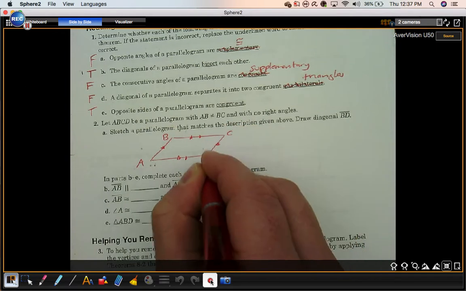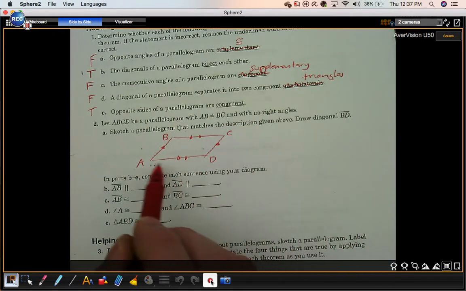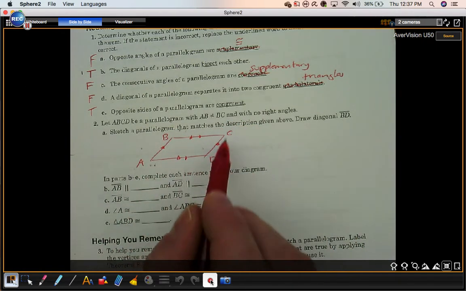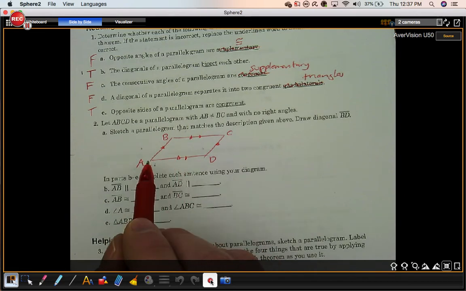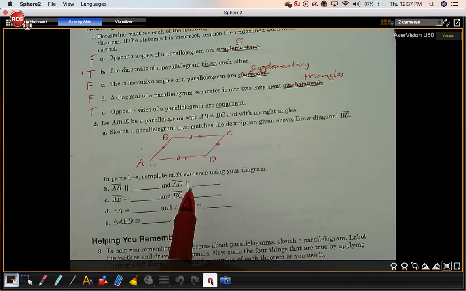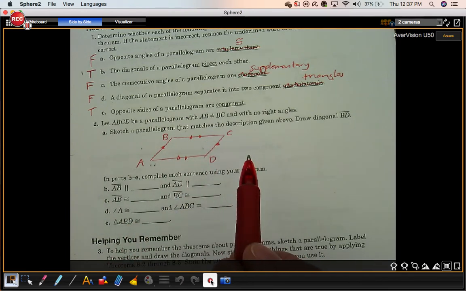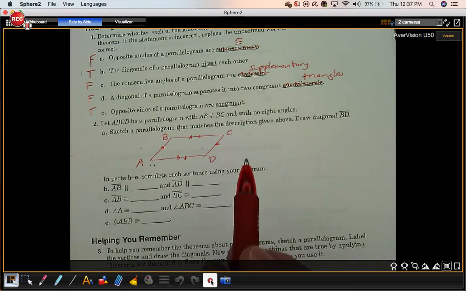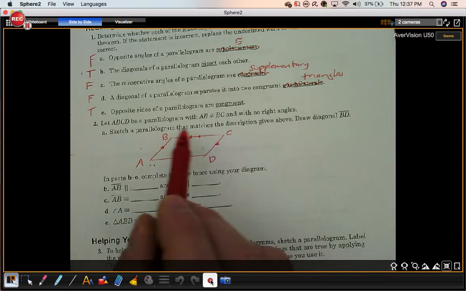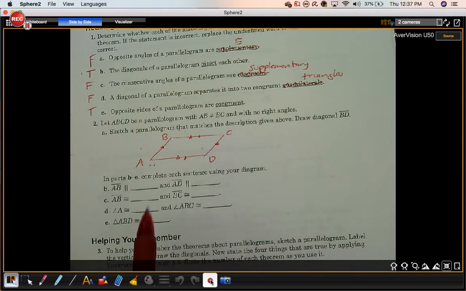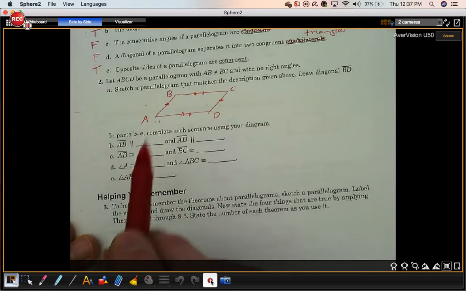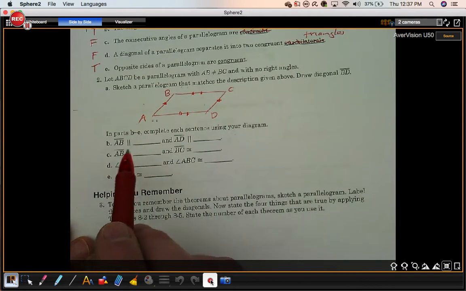You can name this a lot of different ways. Just make sure you go around the shape when you name it either way. So I named this parallelogram ABCD. Segment AB and segment BC are not congruent. That's a parallelogram. So you know 4 theorems about this shape. So we're going to use this shape to help us answer this question.